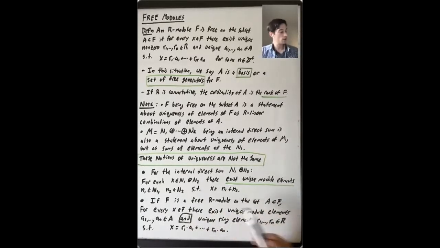If F is a free R module on a subset A of F, for every x in F, there are unique module elements. I really want to highlight this. So there exist unique module elements, a1 up through an in A. So these are elements of this free module, and unique ring elements, r1 up through rn in the ring, such that x is an R linear combination in exactly this way.